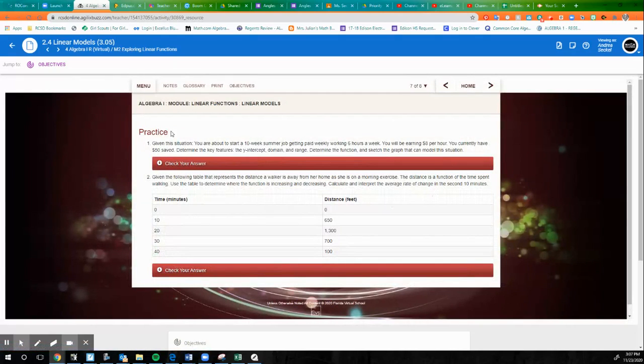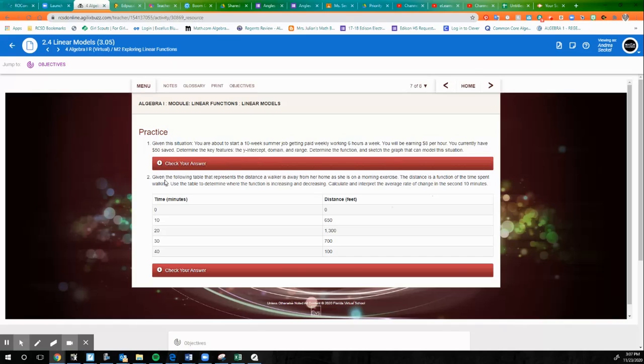Page 7, again, are 2 more practice problems. There is a spot for you to write down your answers in the study guide or on a piece of paper because these have a lot of pieces. Given this situation, you're about to start a 10-week summer job, getting paid weekly, working 6 hours a week. You'll be earning $8 an hour. You currently have $50 saved. Determine the key features, x, y-intercept, domain, and range. Determine the function and sketch the graph. If you click here, you can check your answers.